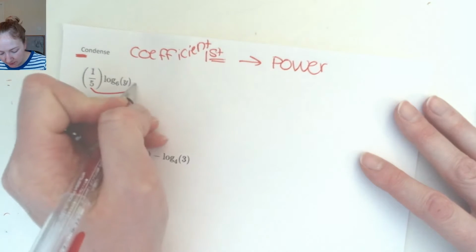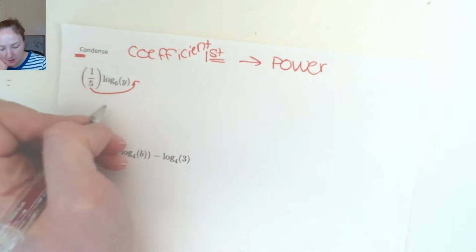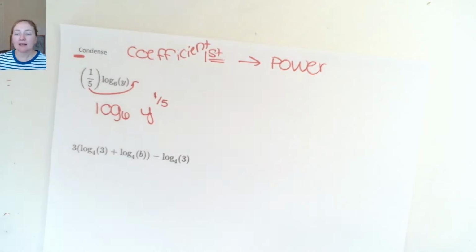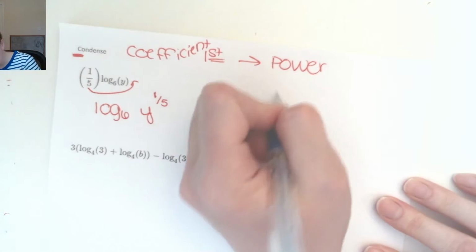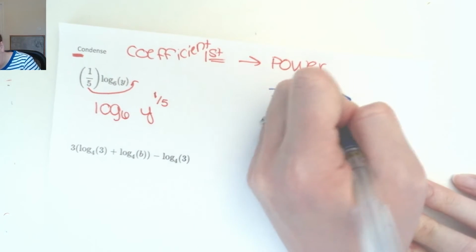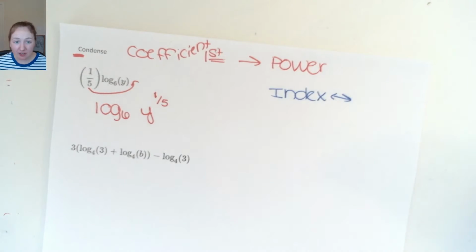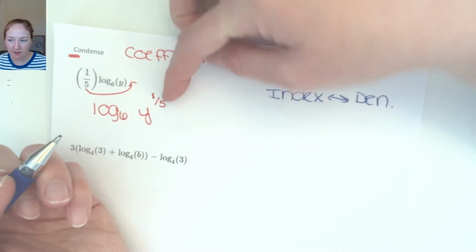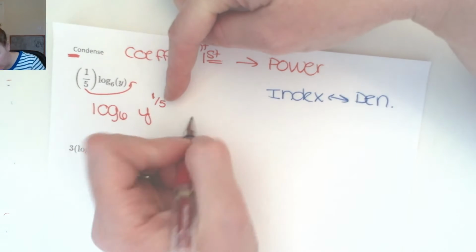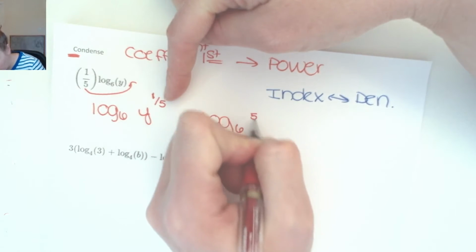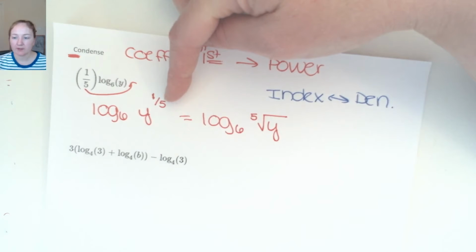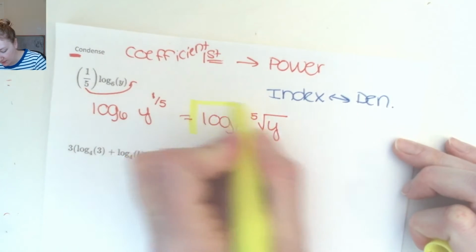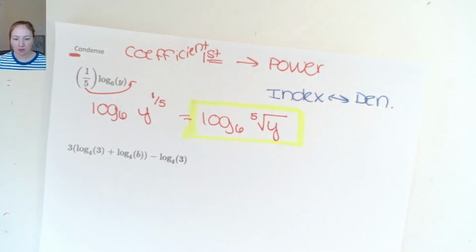So this 1/5 is going to come up into the argument. So it will be log base 6 of y raised to the 1/5 power. Now, it is helpful to remember that the fraction's denominator is the index of the radical. So when you're looking at a 5 in the denominator, that really accounts for the 5th radical of y. So it's basically the 5th root of y to the 1st. So your condensed version will be log base 6 and then the 5th root of y as your argument.